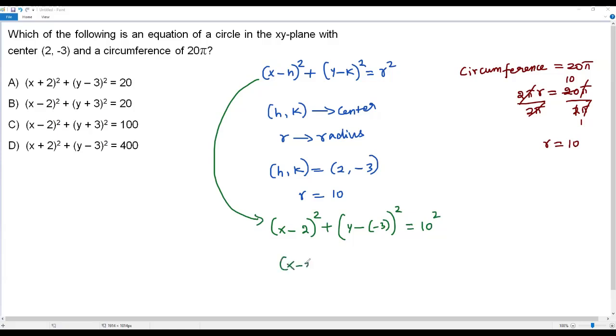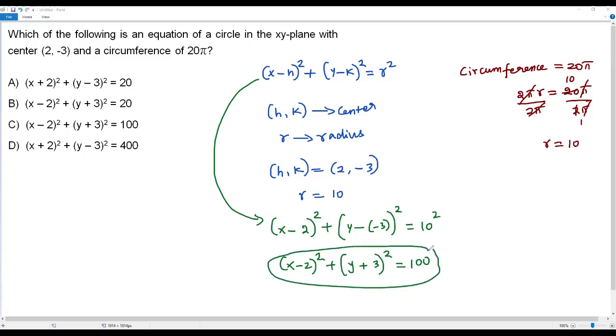So then I'm getting (x - 2) squared plus (y - (-3)) squared. When I multiply this negative and negative, it becomes positive, so (y + 3) squared. When I evaluate this 10 squared, it's just 100. So this is the equation of the given circle in standard form, and we find this equation, (x - 2) squared plus (y + 3) squared equals 100, in option C. The correct answer choice for this question is option C.